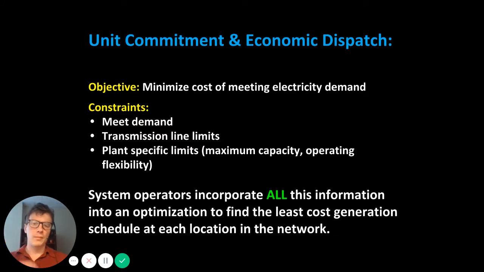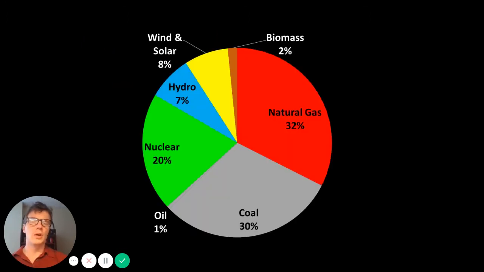And then there are also a number of specific constraints on the operation of individual power plants. Some power plants can't turn on and off as quickly. Some power plants, when we turn them on, we have to leave them on for a long time at a steady capacity. And other plants are more flexible. They can be turned on and off quickly and ramped up and down more easily. So system operators incorporate all of this information into a mathematical optimization. And the goal is to find the least cost schedule for every single power plant at each location in the network.